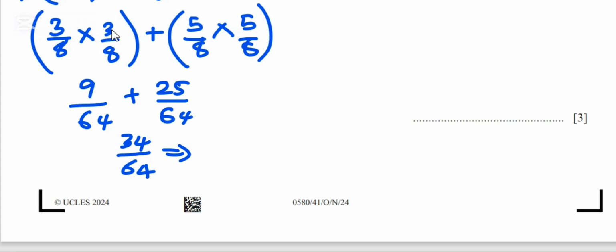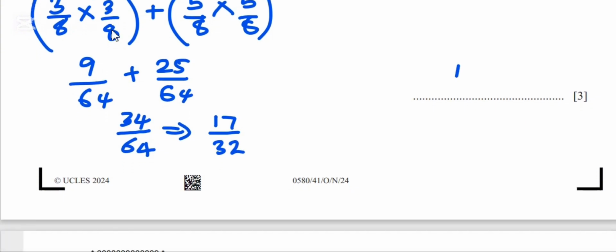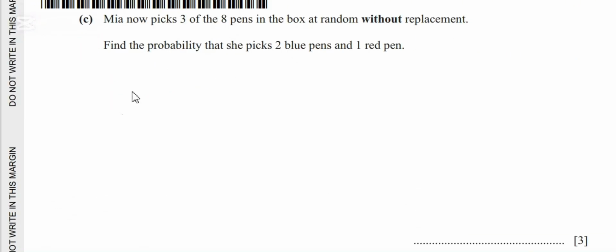We need to write it in its simplest form by dividing by 2. If you divide by 2, we're going to have 17 on the numerator and 32 here. So the answer here is 17/32. Part C says Maya now picks 3 of the 8 pens in the box at random without replacement. Find the probability that she picks 2 blue pens and 1 red pen.